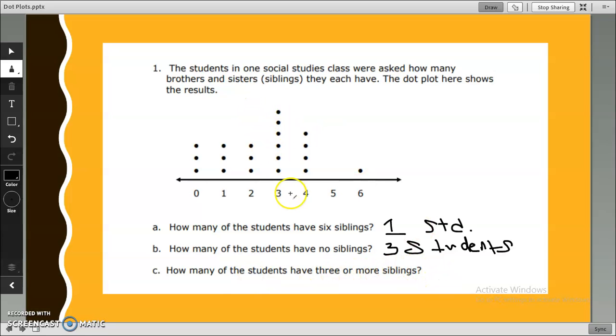So here's 3 and more. From here on, I need to just count basically all of the dots. So I have 1, 2, 3, 4, 5, 6, 7, 8, 9, 10, 11. So 11 students have 3 or more siblings.